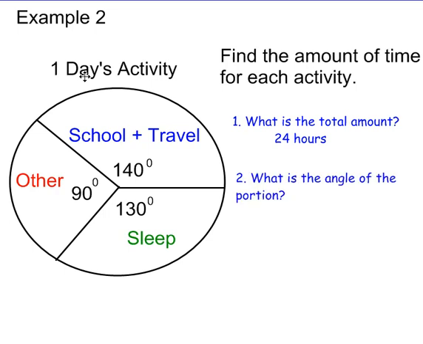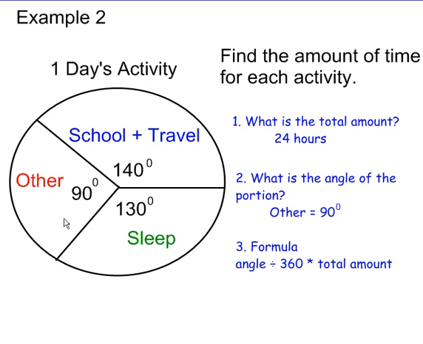The second question, what is the portion? What is the angle of the portion? We have to take one piece of the pie and ask, how big is that angle? So other is 90 degrees. Once we have those two pieces of information, we can then work out, using our little formula, the amount for other. We're talking about hours here.